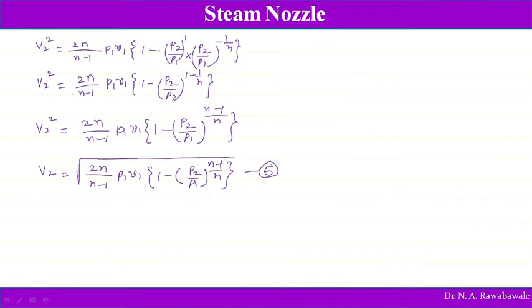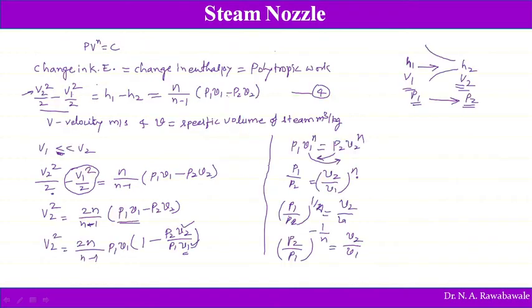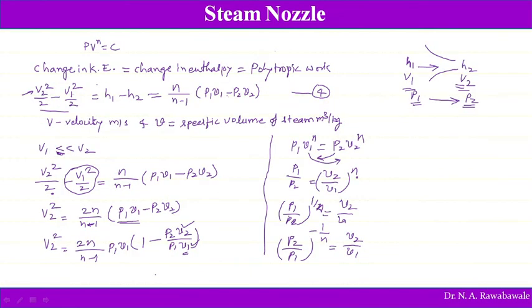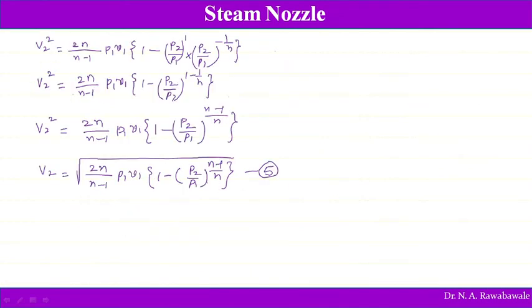So equation number 4 was also for velocity, here we should write equation number 3. So equation number 3 gives us velocity in terms of enthalpy, and equation number 5 gives us velocity at exit in terms of pressure, volume and polytropic index, assuming that the flow takes place polytropically.